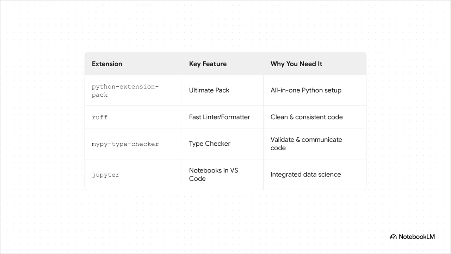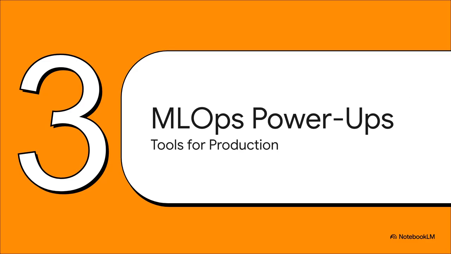You start with the main Python pack. Then you add Ruff, which is a blazing fast linter that keeps your code squeaky clean. MyPy adds type checking, which is vital for catching errors early. And finally, the Jupyter extension brings that familiar notebook feel right into this new, more powerful home. Okay, foundation is set.